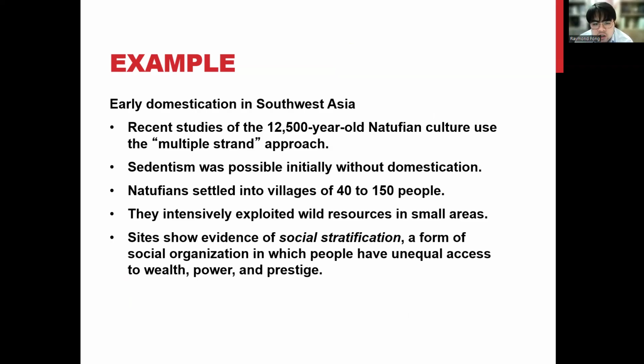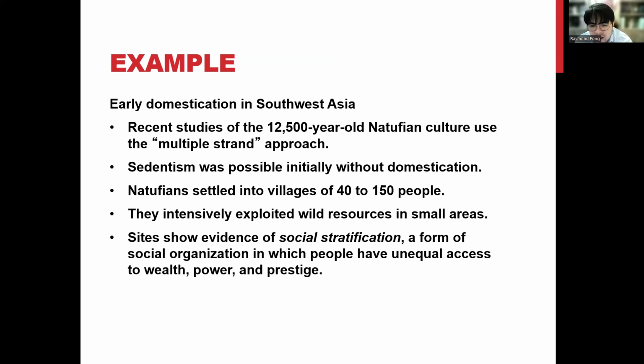So early domestication in Southeast Asia, recent studies of the 12,500-year-old Natufian culture used the multiple strand approach. Sedentism was possible initially without domestication. This is very important. Natufians settled in villages of 40 to 150 people, which is pretty big. They intensively exploit wild resources in a small area. Sites show evidence of social stratification, a form of social organization in which people have unequal access to wealth, power, and prestige. It's pretty straightforward.